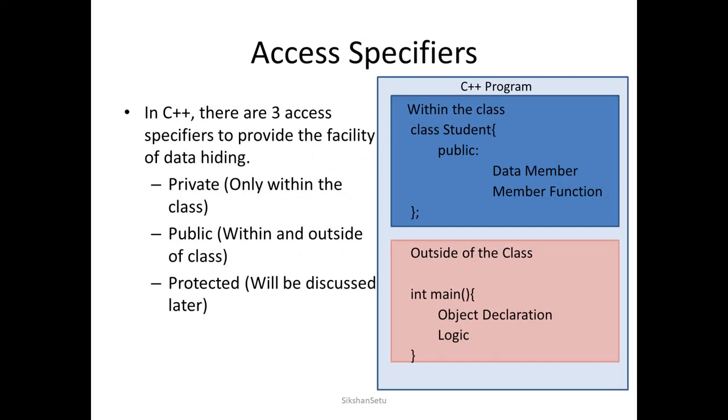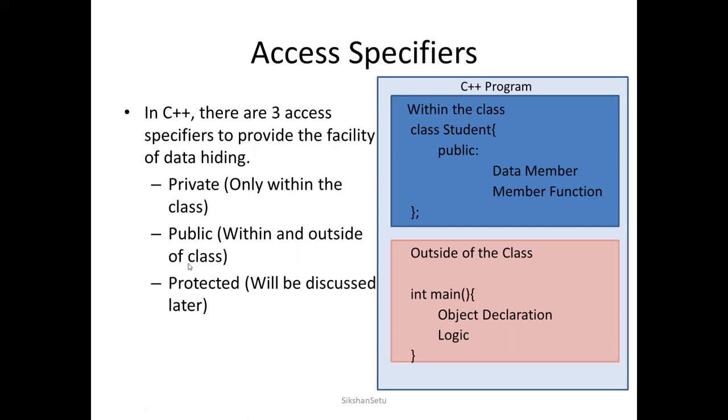Basically, to support the data hiding facility in C++ we have different types of access specifiers, which we can see here on the screen. We have the private access specifier, the public access specifier and the protected access specifier. Now what exactly is the difference between public, private and protected?